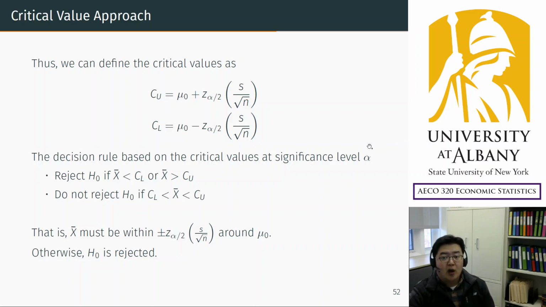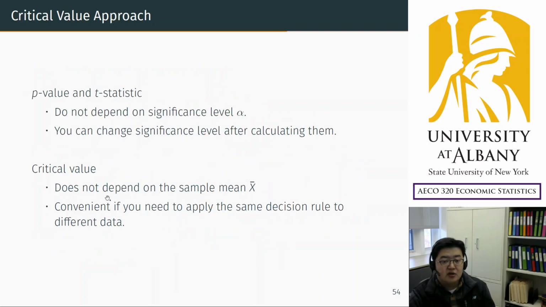However, the critical value is slightly different. Go back to the formula; the critical value takes this form. What you need is the belief mu zero and the significance level alpha, standard deviation, and sample size. So you need alpha to calculate the critical values, but you do not need the sample average x bar, right?